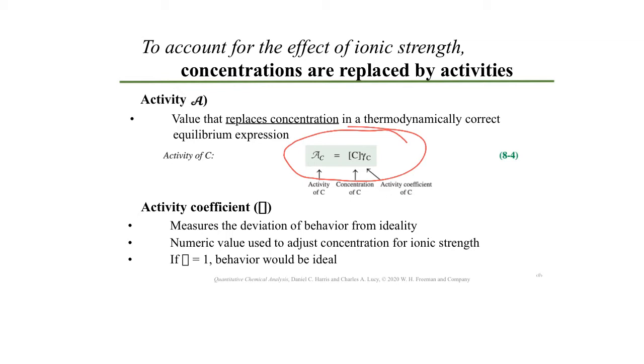So this activity coefficient, and this should be gamma, measures the deviation from ideal behavior. The numeric value is used to adjust essentially for ionic strength. When the activity coefficient is equal to 1, then behavior should be ideal. And there are conditions, in fact many conditions that we use, where that is the case.